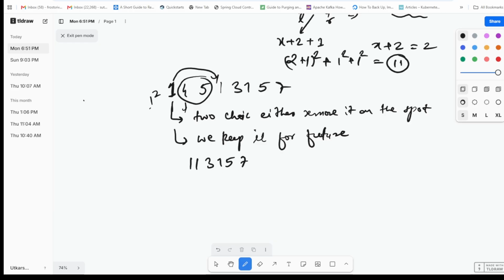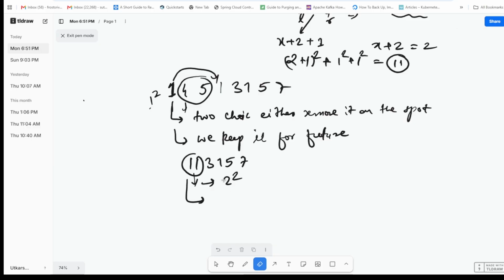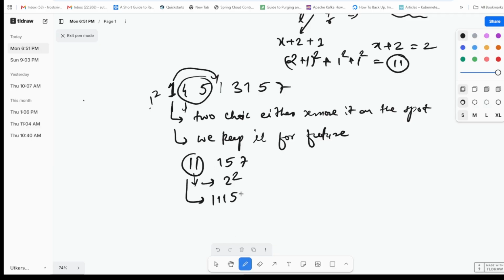Again, here we have a choice. We can remove it on the spot, this 2 1, or we will store it. If we remove it on the spot, then it will contribute around 2 square, right? But if we keep it, then after removing this 3, it will contribute 1 1 1 5 7. So now it is contributing 3 square, right?